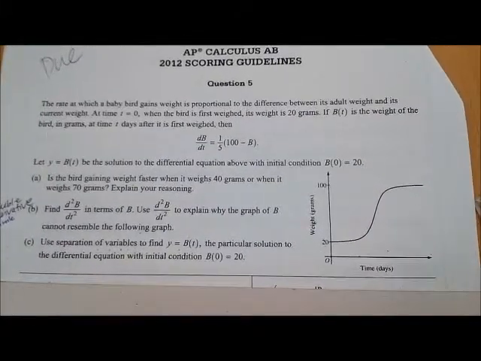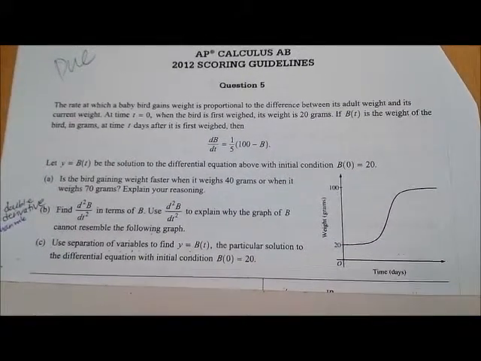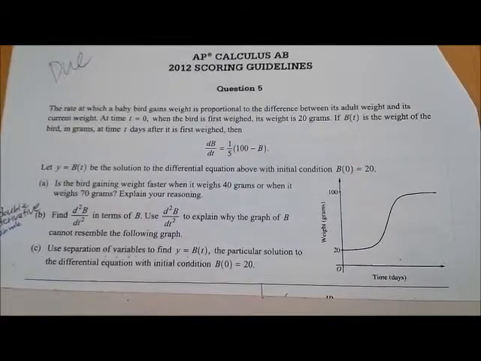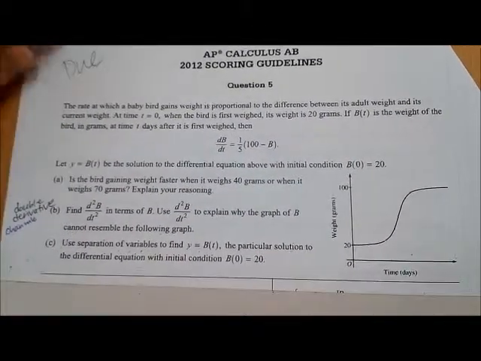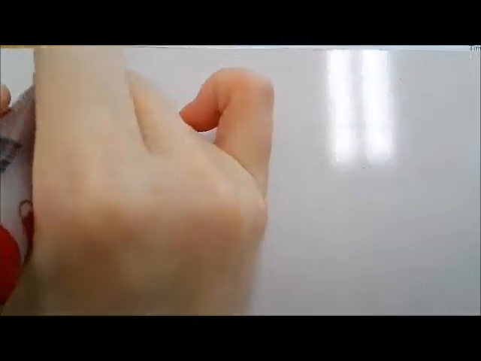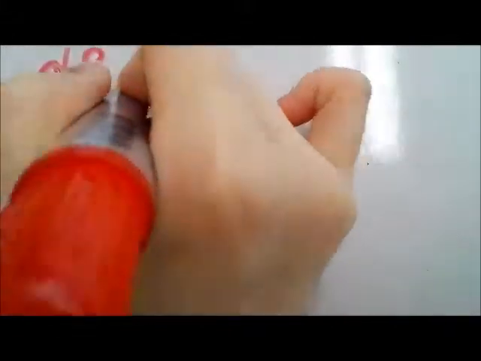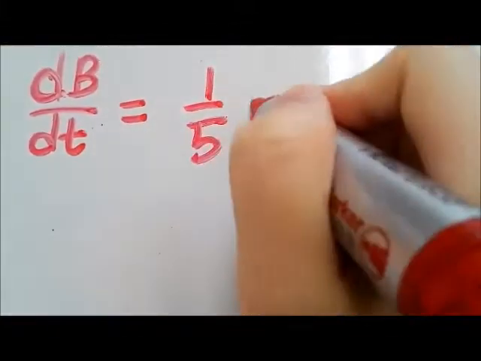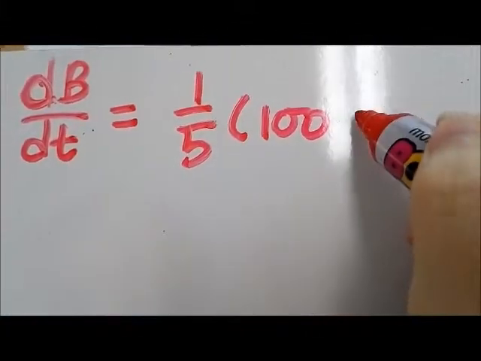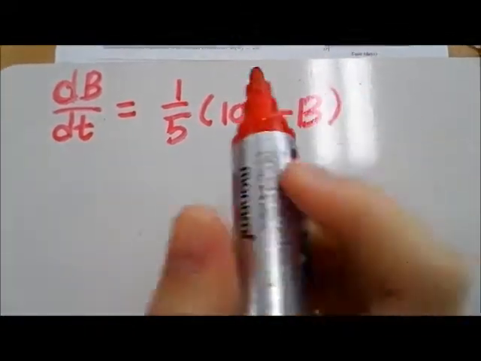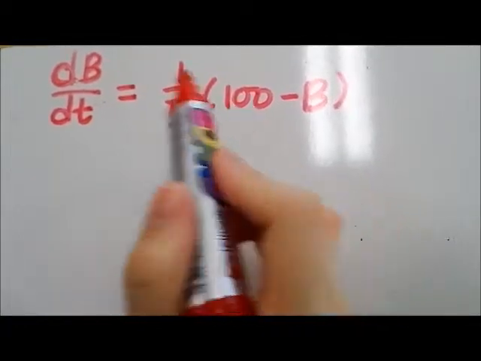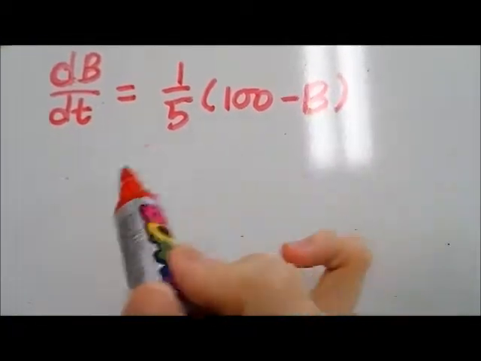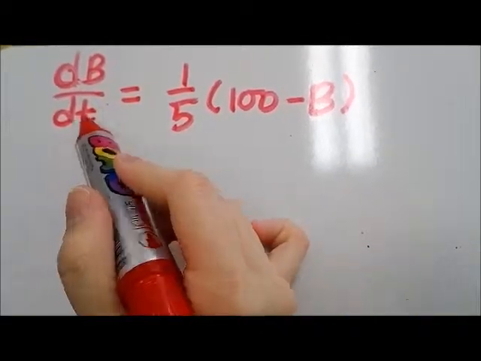Question C reads, use separation of variables to find y equals B of t, the particular solution to the differential equation with initial condition B of 0 equals 20. So we again work with the original dB/dt differential equation that we had been given, which is 1/5 times (100 minus B). And we know that in order to separate these variables out, we can divide both sides by 100 minus B and multiply both sides by dt.